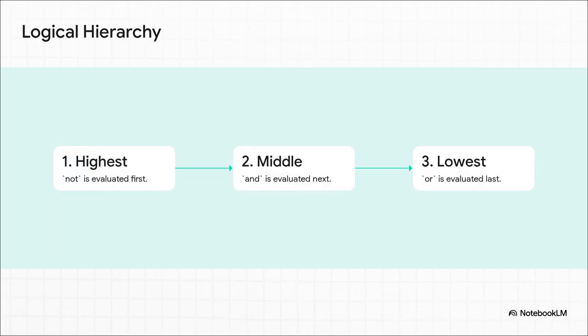So here's the secret. It all comes down to this hierarchy. Python will always evaluate any not operators first, no question. Then it goes and finds all the and operators and takes care of them. And only at the very, very end does it deal with the or operators. So remember that order: not, then and, then or. You've got to commit that to memory.